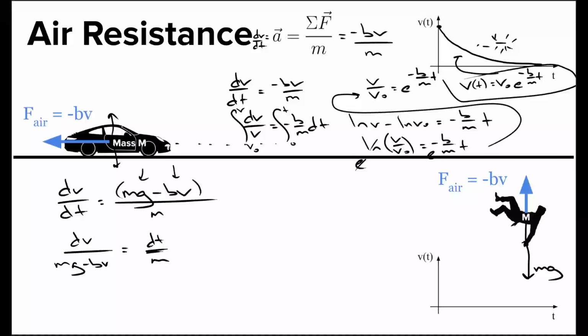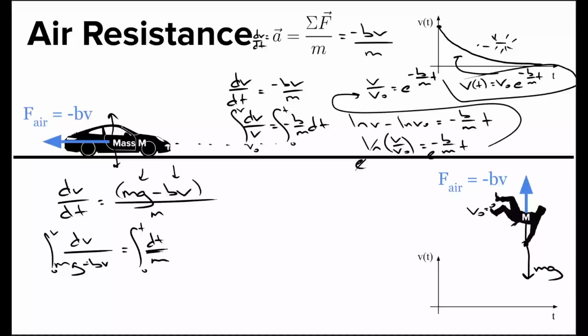Now all my v's are on one side, my t's are on the other. I'm going to integrate from 0 to t. This time, let's say this guy started at rest, v initial 0. So I'm going to integrate from 0 to v. Oh, not to v naught, to v final. This is the v final at this time t.